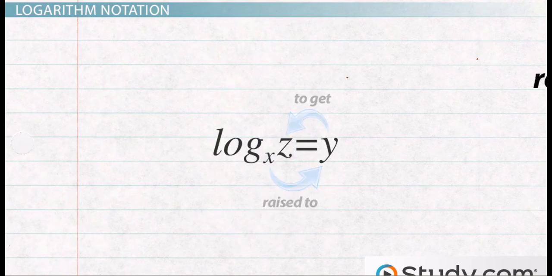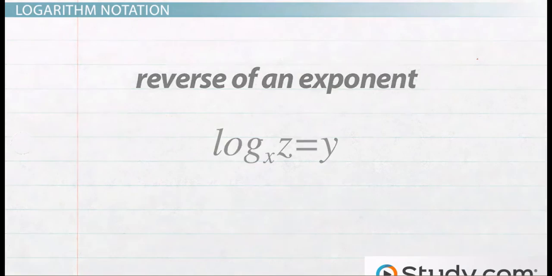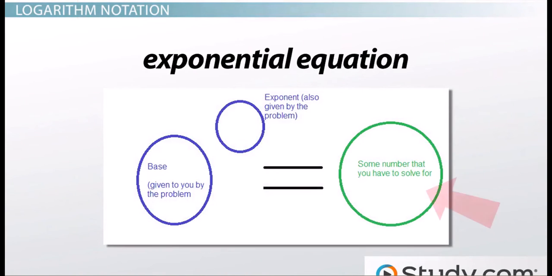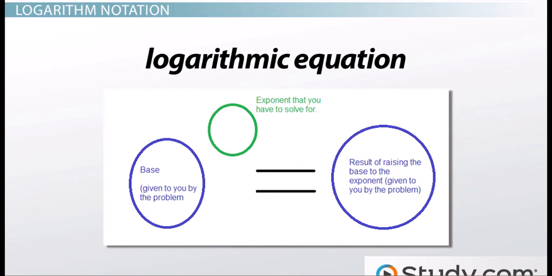A logarithm is basically the reverse of an exponent. In an exponential equation, you have the power, and you're solving for the result of taking the base to that power. In a logarithmic equation, you already have the result, and you're solving to find the power.